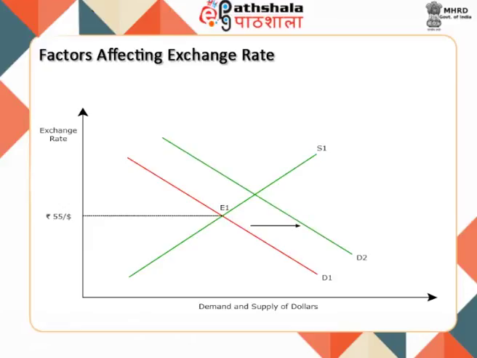Given the supply of dollars in the market, increased demand results in appreciation of USD. New exchange rate is determined by the intersection of new demand curve D2 and supply curve S1. Exchange rate between INR and USD has changed from rupees 55 per dollar to rupees 58 per dollar. Hence, INR has depreciated against USD.